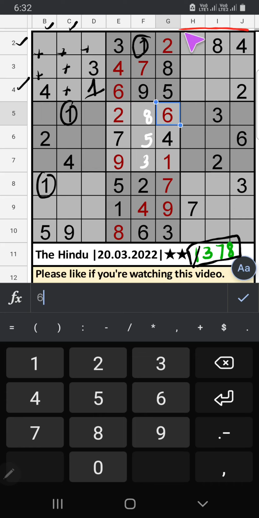Third grade, we have 8. So 8 can't come in these cells. Then 8 is confirmed here. Then only 2 numbers are remaining: 3 and 7. Column I we have 3, so 3 can't come in the cell. 3 is confirmed here, then 7 is here.